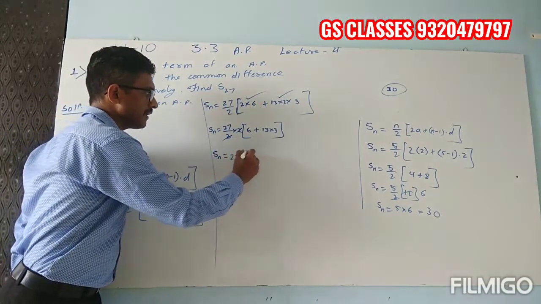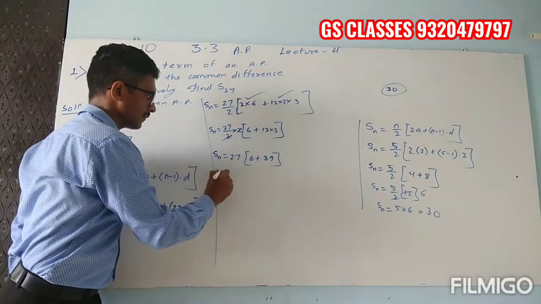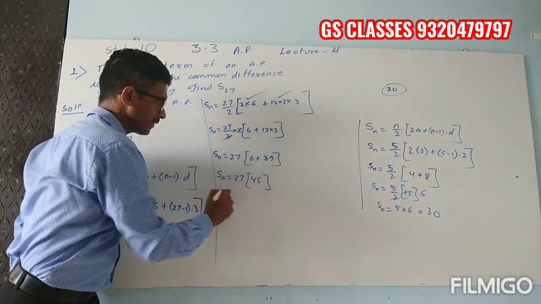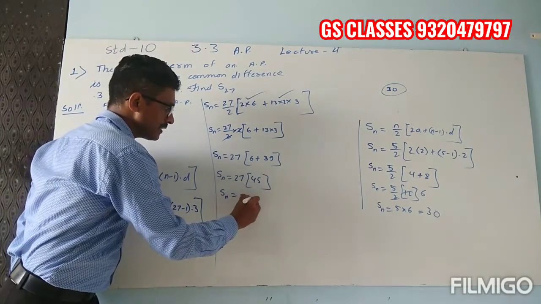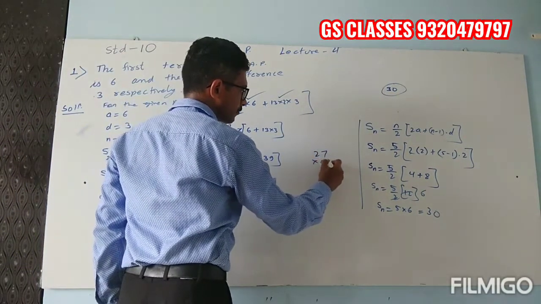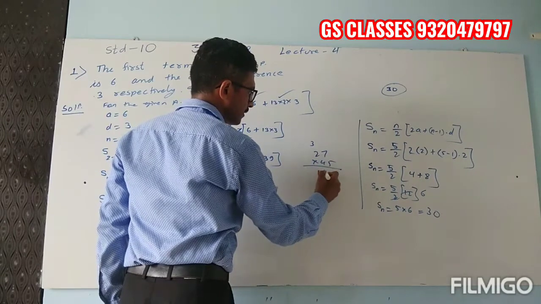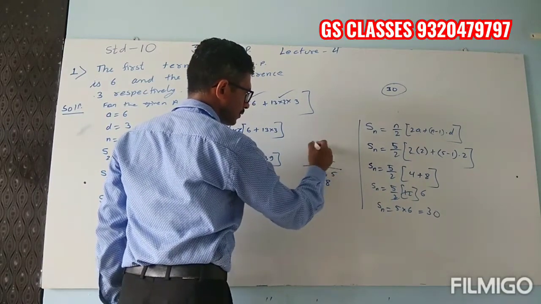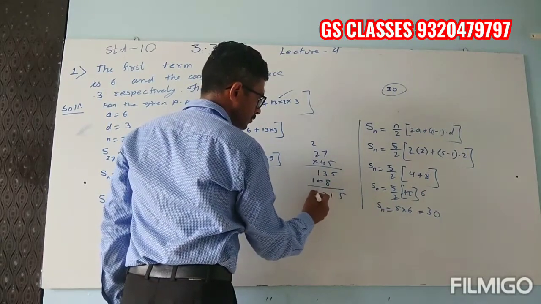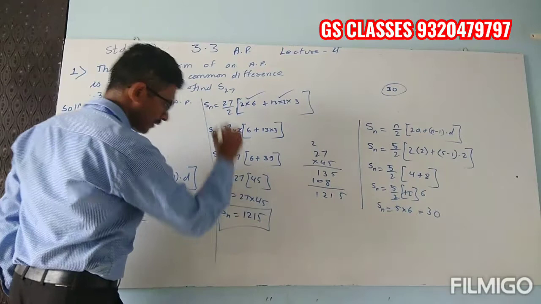Sn is 27. 6 plus 13, 3 is 39. 39 plus 6 is 45. Now Sn is going to be 27 into 45. If we do this multiplication, 27 into 45, 3, 5, 2 are 10, 13, 10, 5, 11, 2, 1. So Sn is going to be 1215. This is our answer.